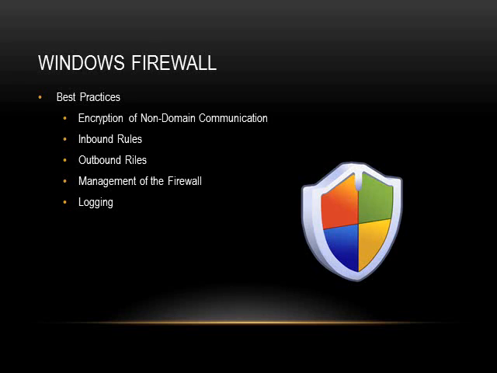The next best practice is logging. By default, Windows Firewall actually has this turned off, but it is good practice to turn this on, because if you do have an issue with your firewall, logging makes it easier to pinpoint the location of the error and you'll be able to fix it.